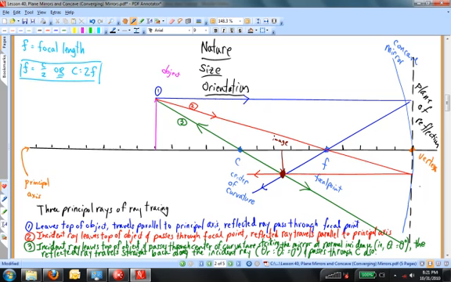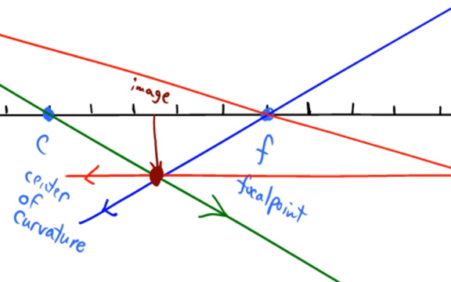The options for the nature of the image are real or virtual. In order for the image to be a real image, the reflected rays must converge to a point. They actually must come together at some point. That's what's happening in this particular ray diagram. These three reflected rays actually do come together at that point. In other words, they converge together.